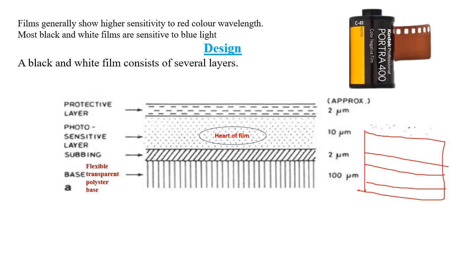This is the top layer, layer 1, which is anti-scratch layer on the front. This layer is anti-scratch, and this is second layer, which is called magic layer, also known as emulsion.